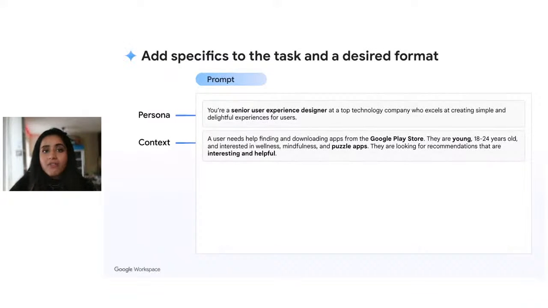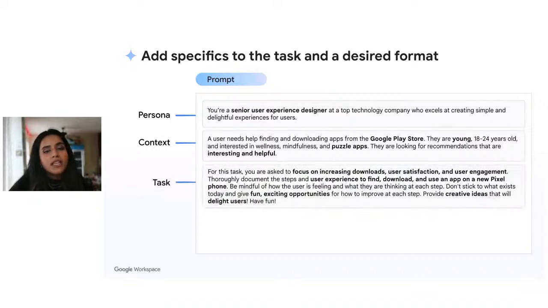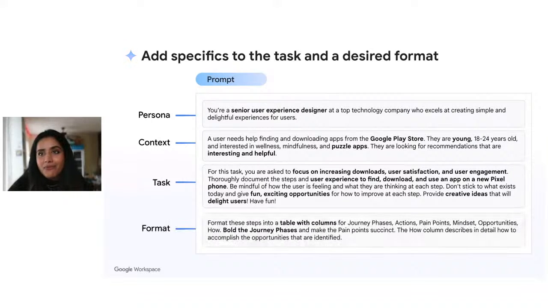So far, we have had the persona. We have had the context. Now, what we can add is a task. We are going to tell the prompt, you are going to focus on increasing the downloads, user satisfaction, and user engagement. Thoroughly document the steps in user experience to find, download, and use the app on your Pixel. And this is very detailed, so I'm not reading it. You can read it. And last but not least, let's add format. The format has to be in tables and columns. Please specify journey phases, actions, pain points.